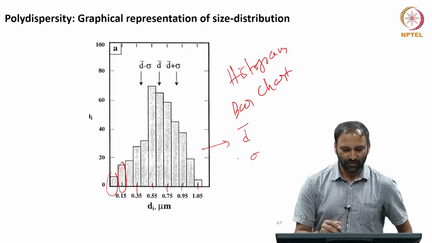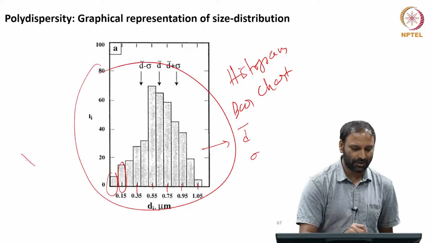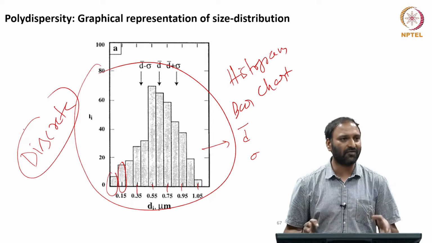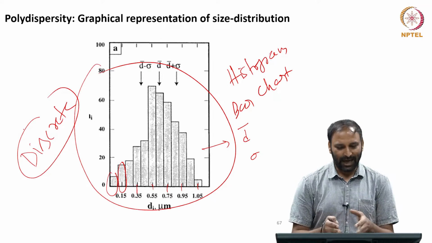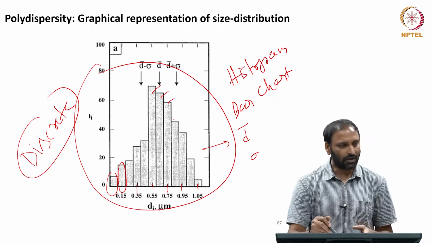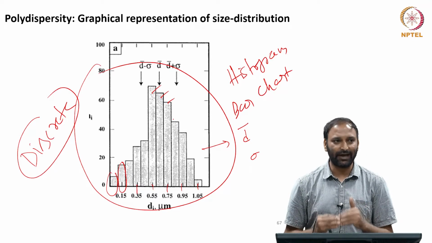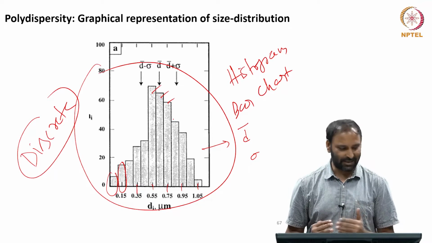This is what is called a discrete distribution, right? Because depending upon the number of classes I am going to have, I can have a few of these bars or a large number of them, and that still is a discrete representation of the data that you have obtained from your image analysis, for example.